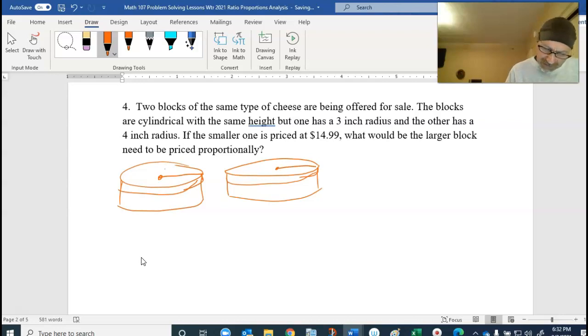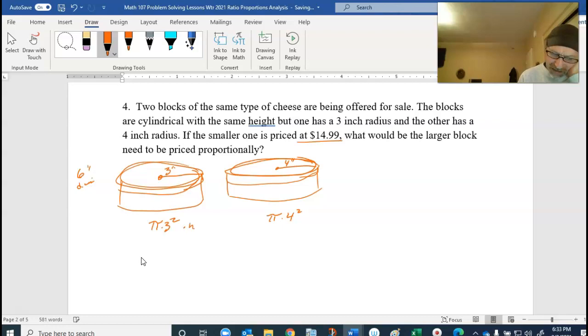So it said a 3-inch radius and a 4-inch radius, which is really a 6-inch diameter, right? And that's an 8-inch diameter. But they gave us those radii. Now, I would compare their volumes, but it tells us that their heights are the same. So the smaller one is priced at $14.99. It would be a mistake to take $14.99 and compare it to 3 inches and then have a dollar assigned to 4 inches because the whole area changed. The area of the cheese, which affects the volume, is pi times the radius squared. And this is pi times this radius squared.